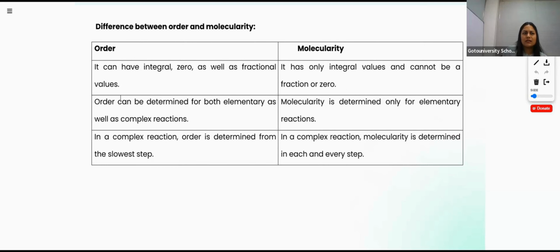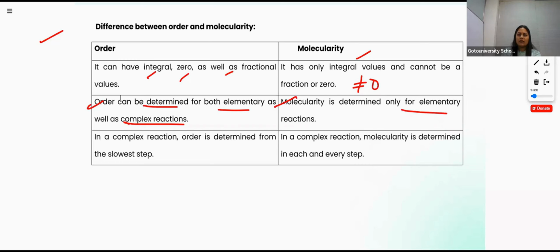Right. Let us quickly see the difference between order and molecularity. The order can have integral, zero, as well as fractional values, whereas molecularity can never be zero. It can have only integral, or say whole number values. And order can be determined both for elementary and complex reactions, and molecularity can be determined for elementary reactions only. And in a complex reaction, order is determined from its slowest step.